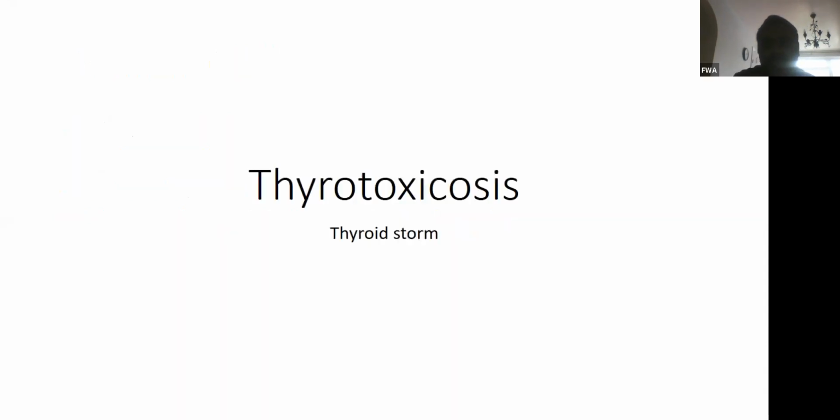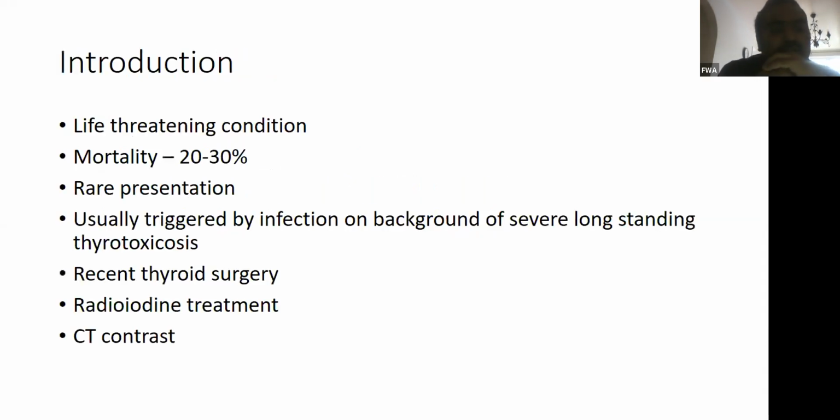The second topic is thyroid storm. Thyroid storm is a very rare presentation. I have never seen anybody present with thyroid storm so far in my career. They have presented with impending thyroid storm, but not in thyroid storm. This is usually a life-threatening condition with a high mortality of around 20 to 30%. It's usually triggered by an infection on the background of a severe long-standing thyrotoxicosis.